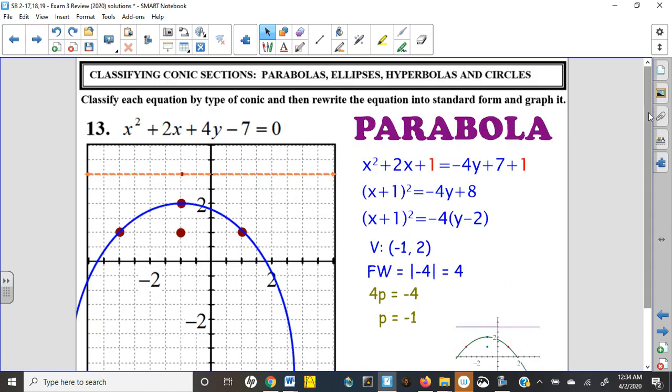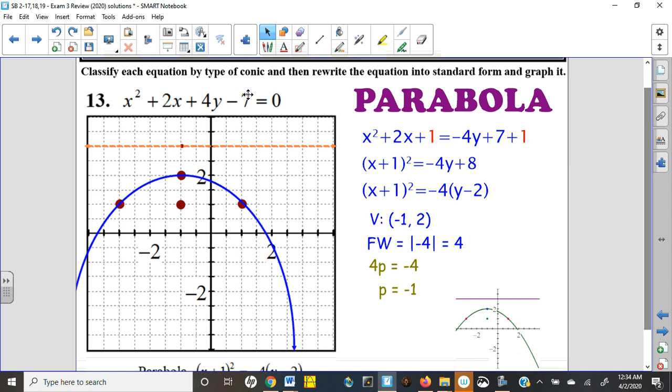Number 13 was another general form equation. We had to put it into standard form. This time it only had an x squared, no y squared, so that meant it was a parabola. Okay.